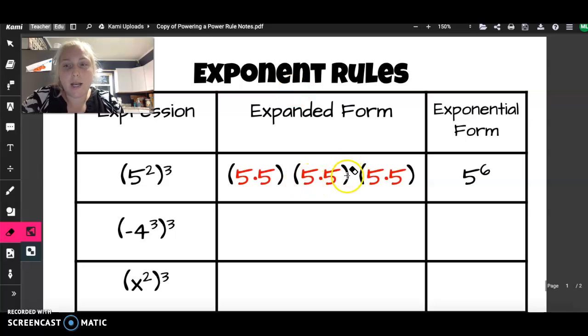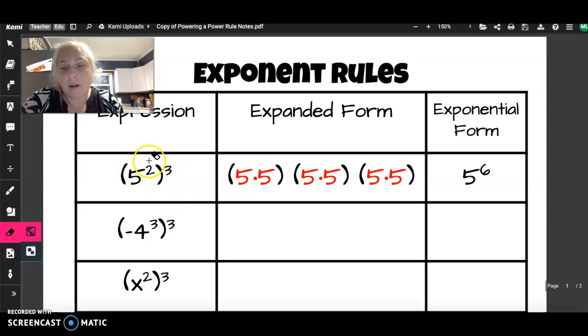Okay, guys, today we are learning the power rule. We're learning an extra rule for our exponents. We've already talked about the product rule, where what do you do when you're multiplying two powers with the same base? We talked about the quotient rule, what to do when you're dividing two powers with the same base. This is called the power rule, where you're raising a power to another power.